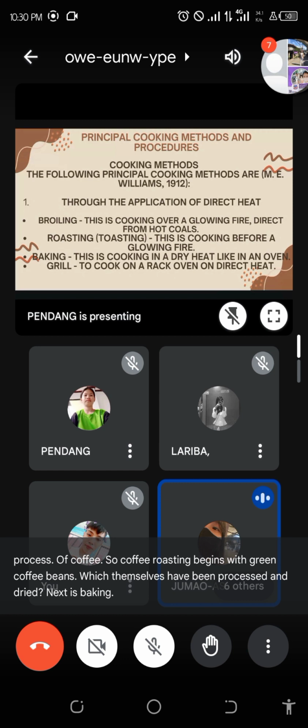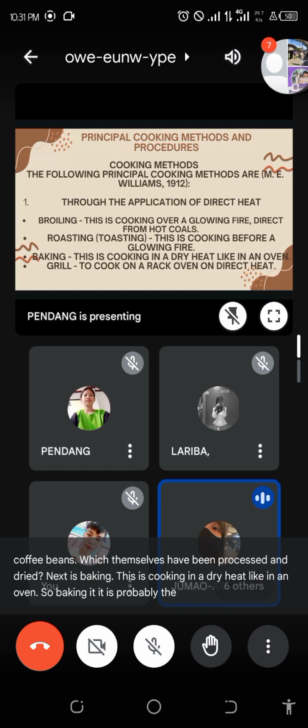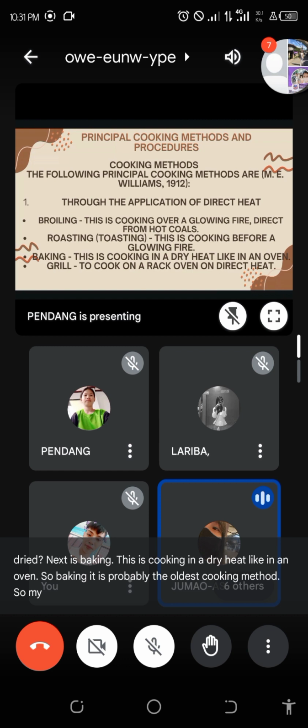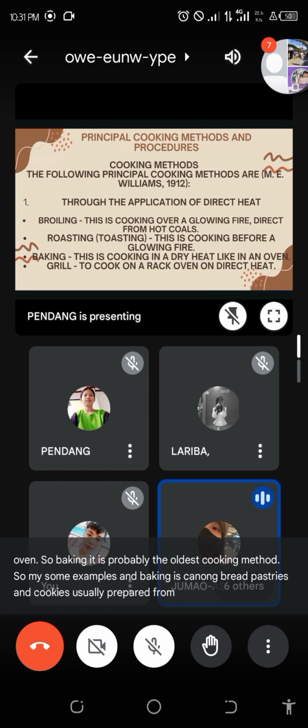Baking, this is cooking in a dry heat like in an oven. So baking, it is probably the oldest cooking method. So mga examples aning baking is kanang bread, pastries, and cookies. Usually prepared from flour or meal derived from some form of grain.